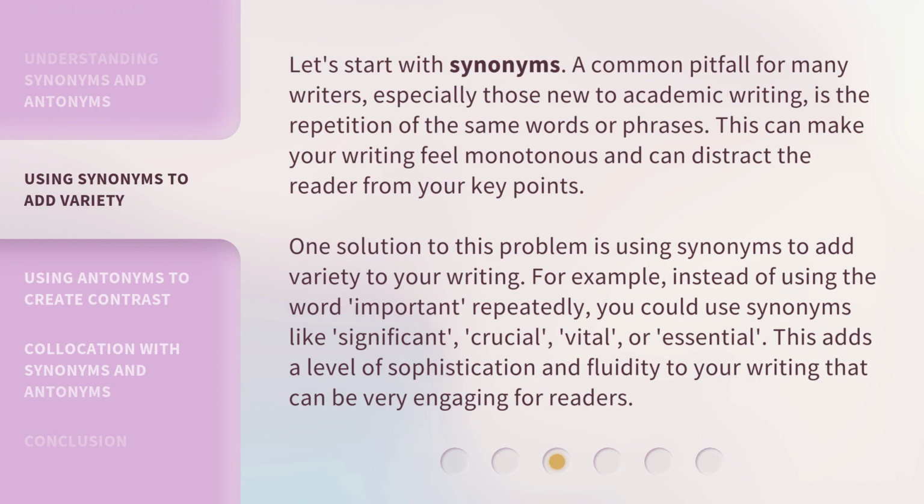Let's start with synonyms. A common pitfall for many writers, especially those new to academic writing, is the repetition of the same words or phrases. This can make your writing feel monotonous and can distract the reader from your key points. One solution to this problem is using synonyms to add variety to your writing. For example, instead of using the word important repeatedly, you could use synonyms like significant, crucial, vital, or essential. This adds a level of sophistication and fluidity to your writing that can be very engaging for readers.